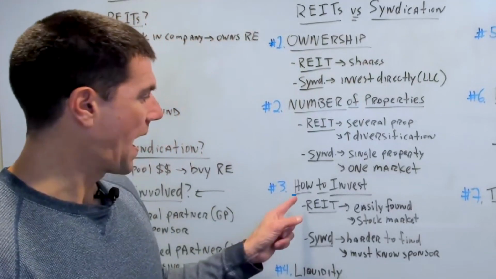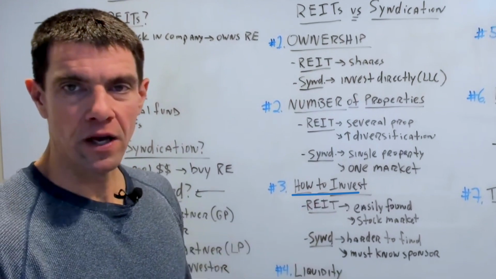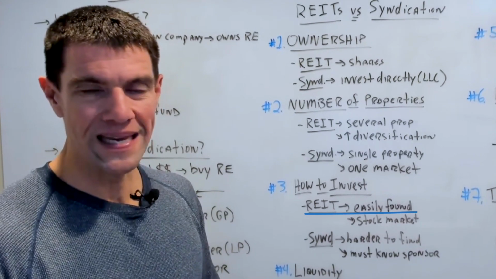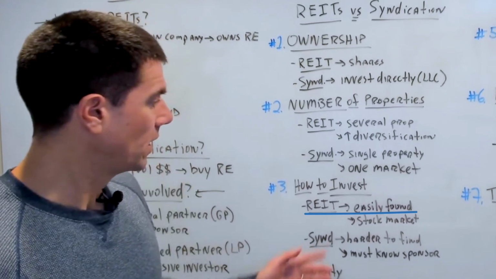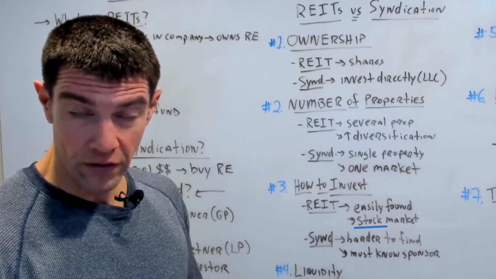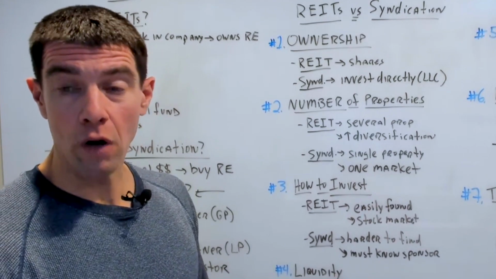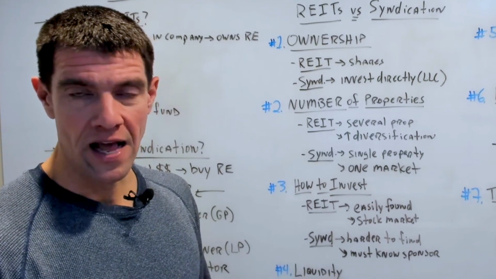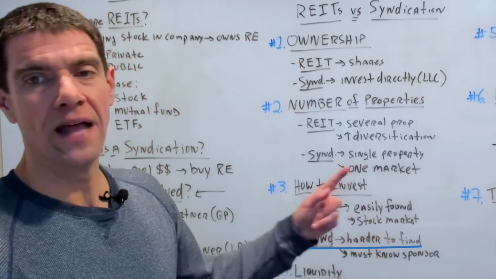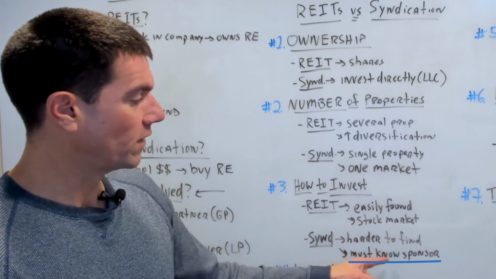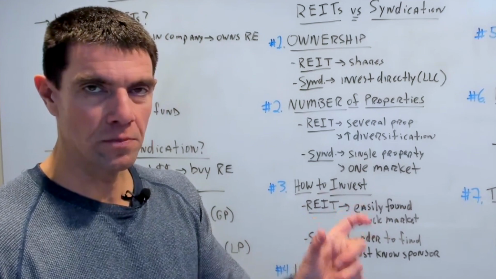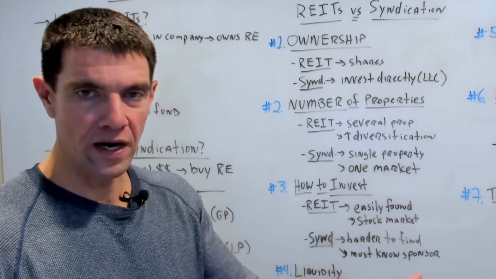Now let's move on to how to invest in both of these. Because most REITs are listed on the major stock exchanges, they're able to be easily found and invested in directly through the stock market, through mutual funds and ETFs. On the other hand, syndications are often under an SEC regulation that disallows public advertising, which sometimes makes these harder to find than REITs without knowing the sponsors. So a lot of times you need to find the specific sponsors or the general partners that are running these syndications.